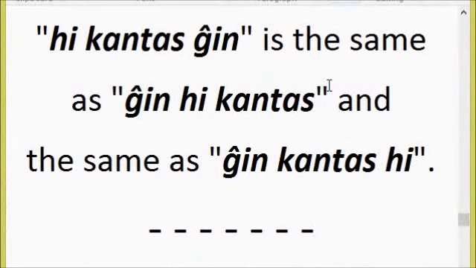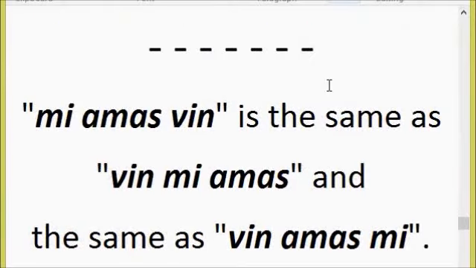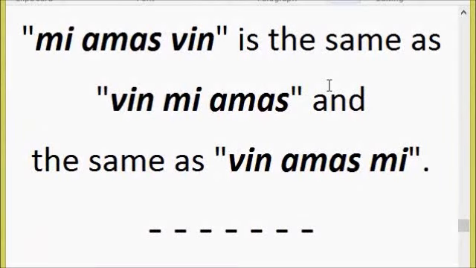In Esperanto, he kantas jin is the same as jin he kantas, and the same as jin kantas he. In all three cases, he sings it. Likewise, mi amas vin is the same as vin mi amas, and the same as vin amas mi. In all three cases, it means I love you.